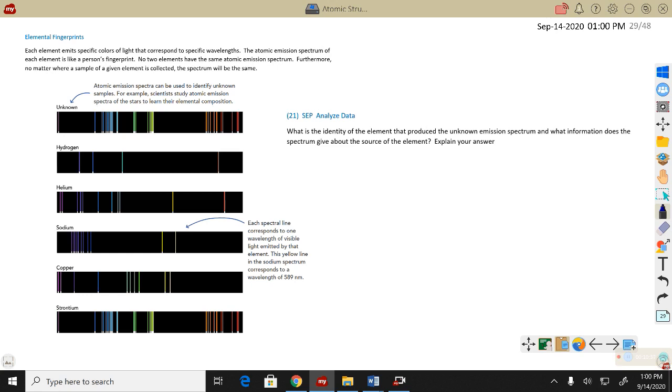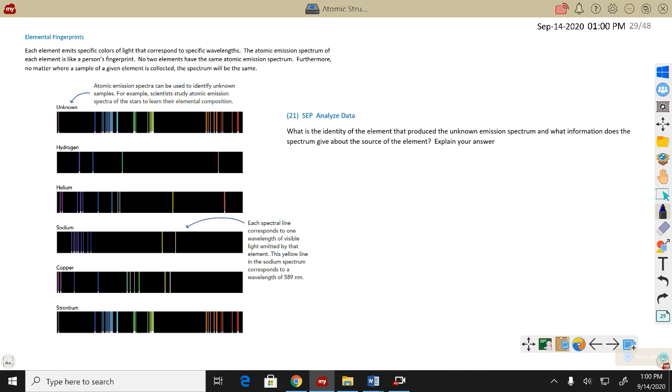If I have this unknown element on the top, and I can compare that to the known emission spectrums of other elements, I could identify it, which is kind of what they're having us do in 21. SEP, Science and Engineering Practice, analyzing some data. So this is data from an emission spectrum. What is the identity of the element that produced the unknown emission spectrum? And what information does the spectrum give us about the source of the element?